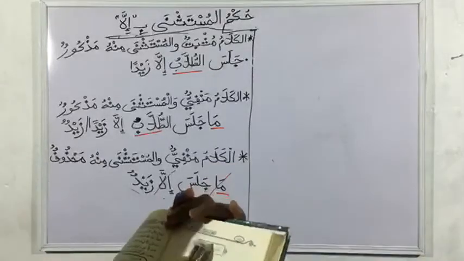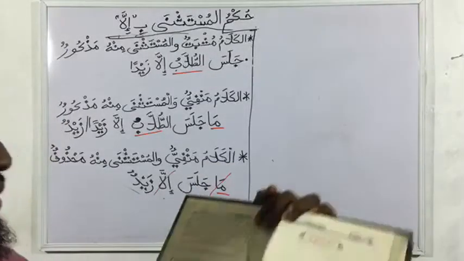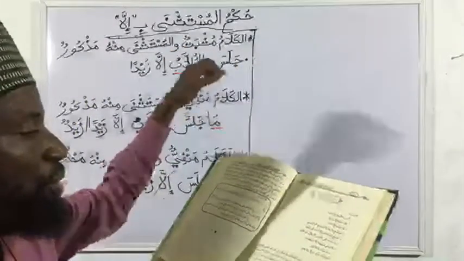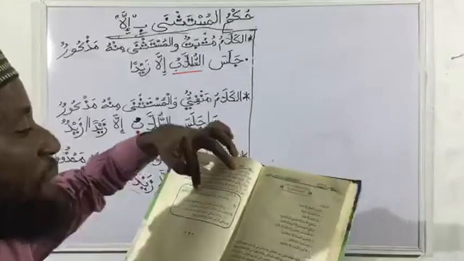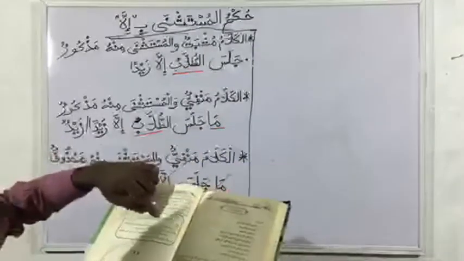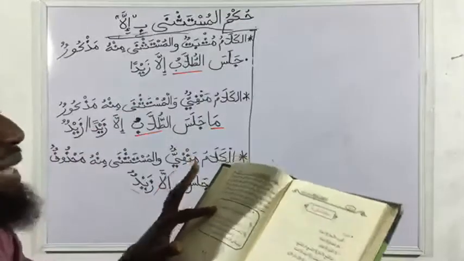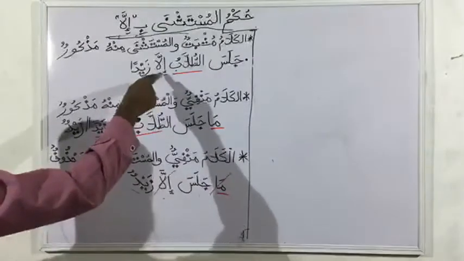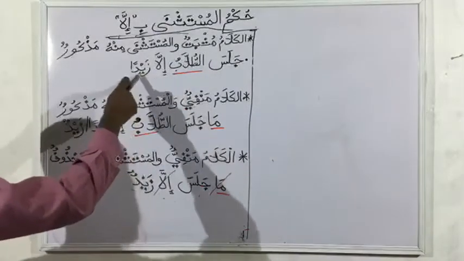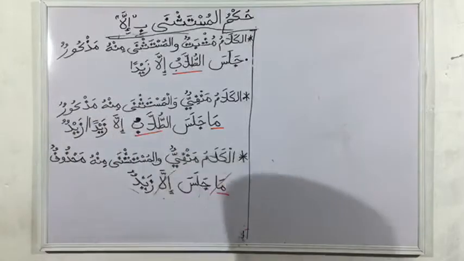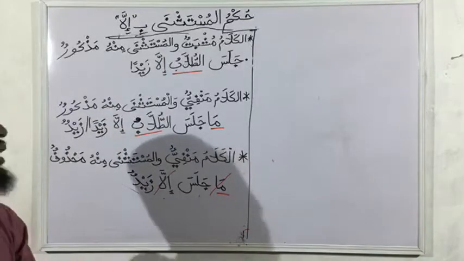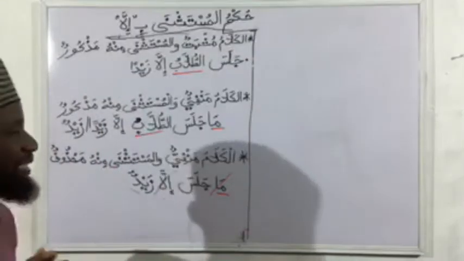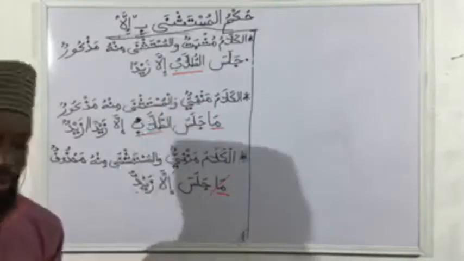So hukmu mustasna bi illa. Let's start with the qaida. It says, and I quote, "إذا كان المستثنى منه مذكورا وكان الكلام مثبتا". If your mustasna minhu is madhkur and your kalam is musbat, wajab an-nasbu al-mustasna bi-illa. Wajab an-nasbu. Then the mustasna bi-illa, that you are using illa to do your mustasna, you must take a nasbu. You will understand. So that's why I said wajab an-nasbu al-mustasna, you must give the mustasna a nasbu bi-illa, if you are using illa as your adatul istisna. Let's move on.